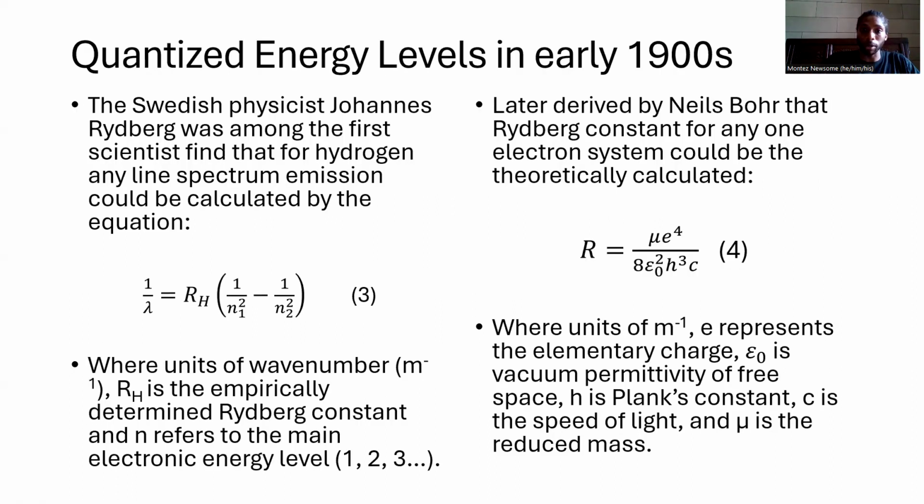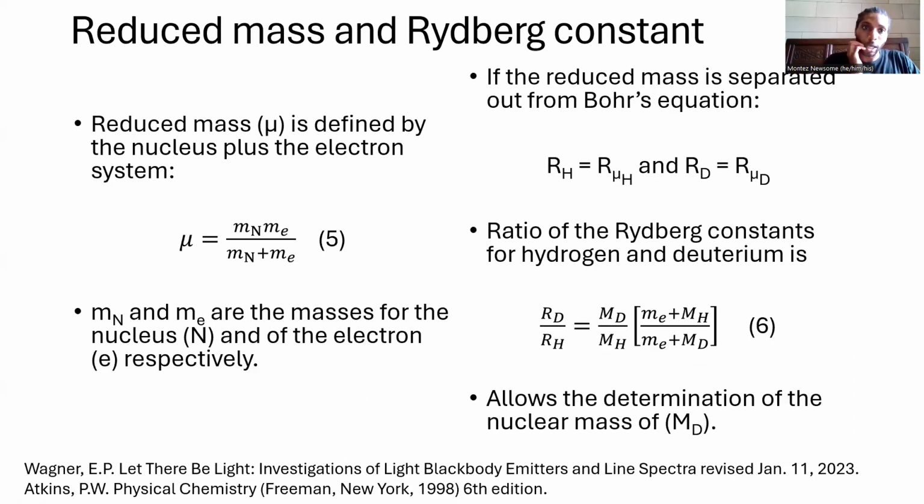More on quantized energy is shown here, and these are two fundamental equations. Equation 3 with the Rydberg hydrogen isotope term, and how to calculate Rydberg's constant with Planck's constant and the vacuum permittivity, reduced mass, the mass of an electron, and the speed of light. And here is the reduced mass of Rydberg's constant, and with a ratio of the Rydberg constant from hydrogen and deuterium, you can calculate the nuclear mass of deuterium.